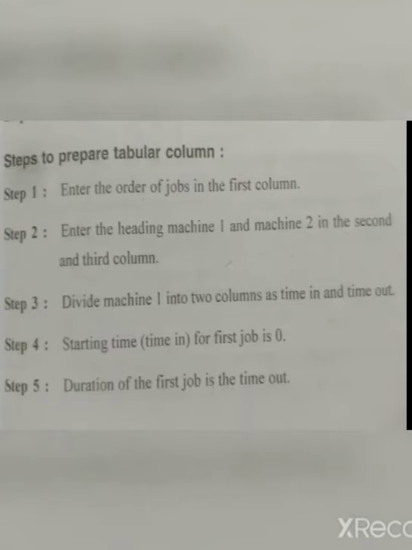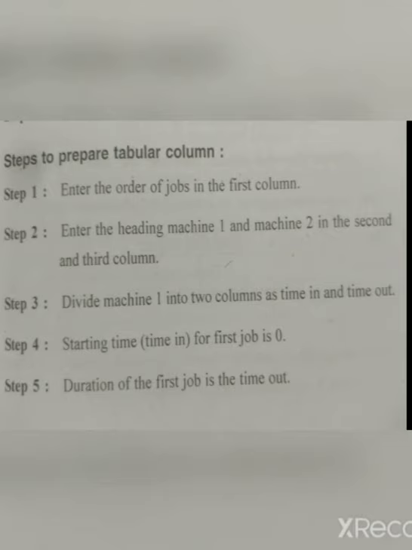So the next step is you have to prepare a tabular column. So we get the sequence for the job. Enter the order of the jobs in the first column. Next, enter the headings machine 1 and machine 2 in the second and third columns. So we have 3 columns. The first heading will be job, the second heading will be machine 1, the third heading will be machine 2. Machine 1 you have to divide into 2 columns. Similarly machine 2 also you have to divide into 2 columns. The first one is time in, the second one is time out. Similarly you have to draw the second machine also.